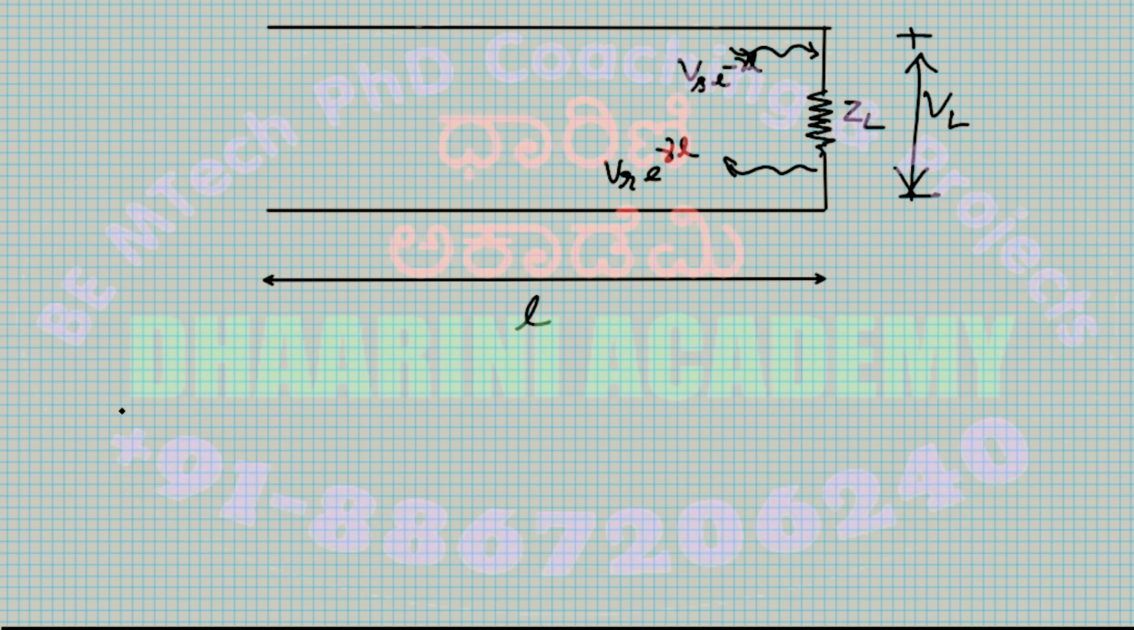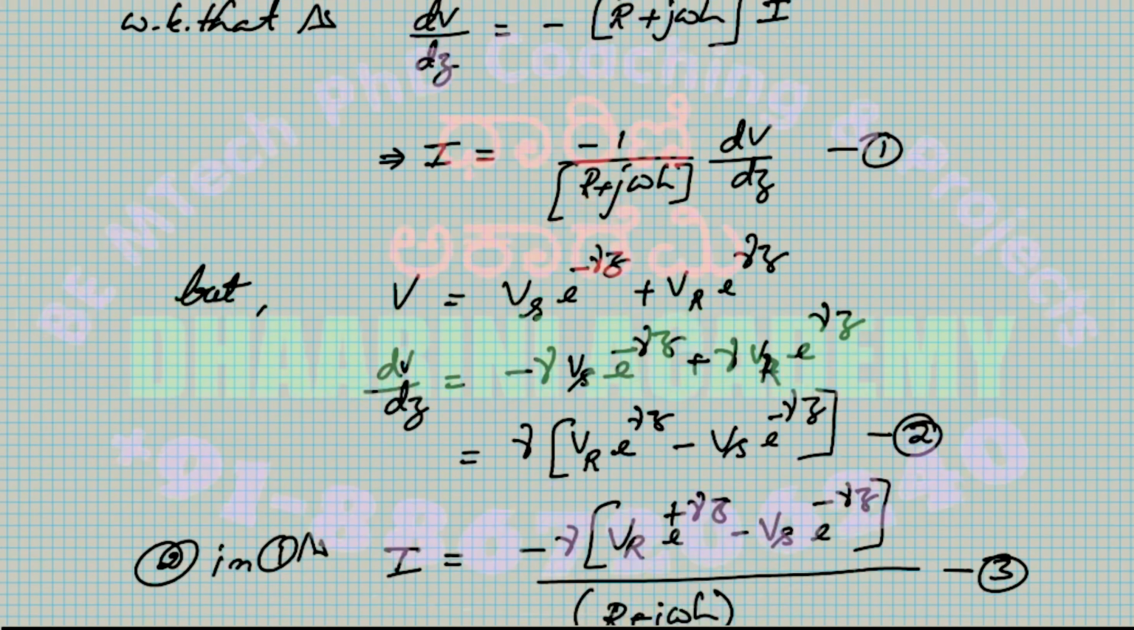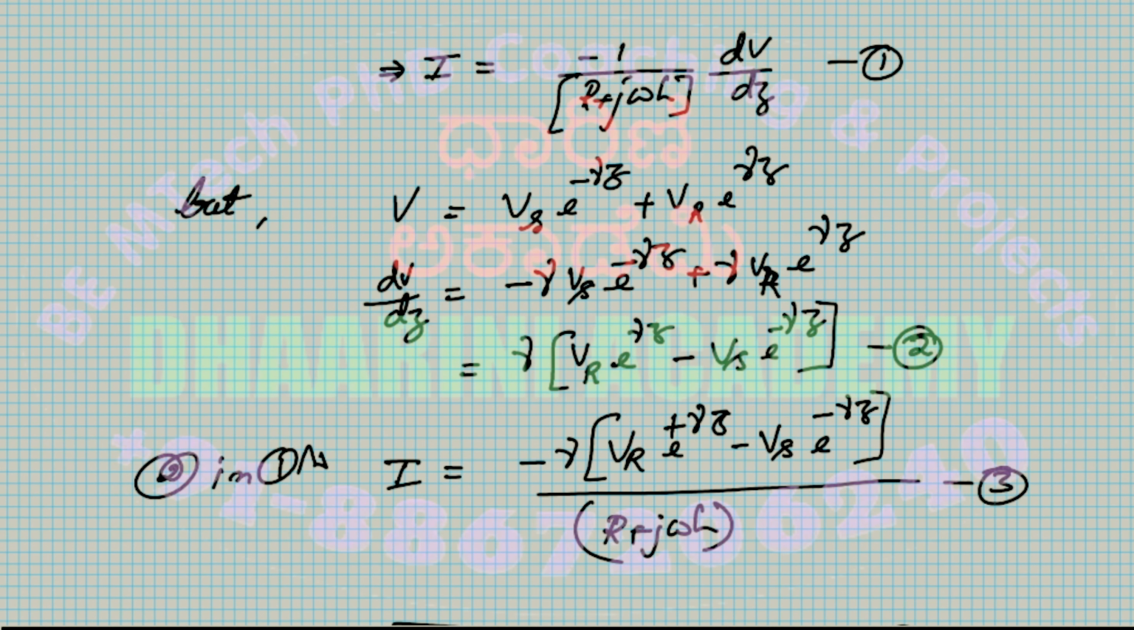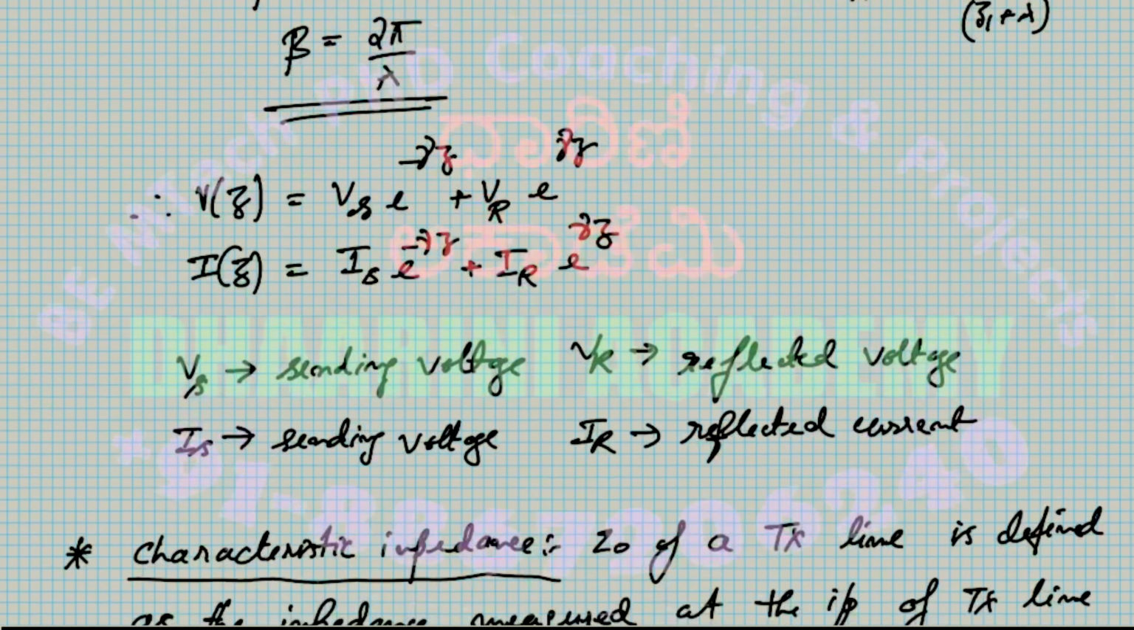So how do you write VL? Voltage at any point you can use the same equation, right? So that is Vs e to the power minus gamma L plus Vr. No, not minus. Every time it's the same, right? See this equation? No, there is no plus minus right now.